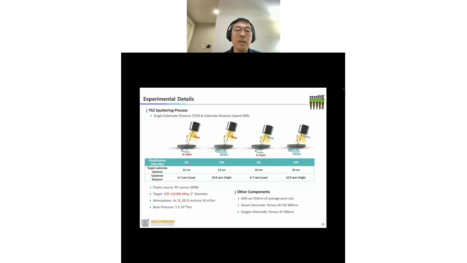So it's a low speed versus high speed. These are what we tried in our sputtering machine. We use the RF source, and we use a target of yttrium and zirconia. This is an alloy. We use the RF source, but with this metal alloy target, it actually oxidizes during the plasma process.